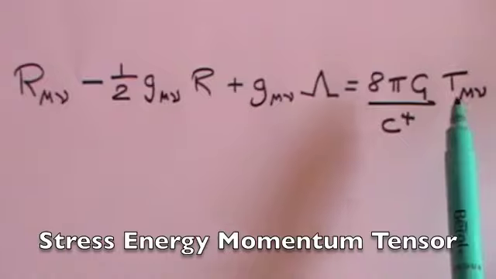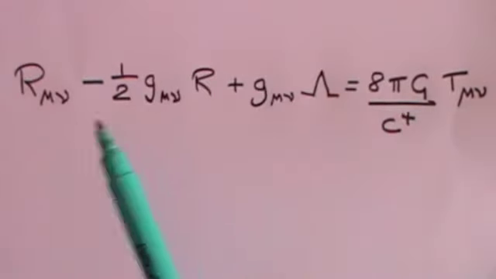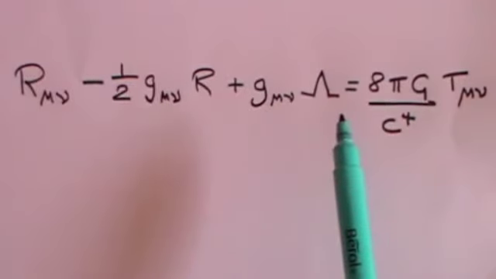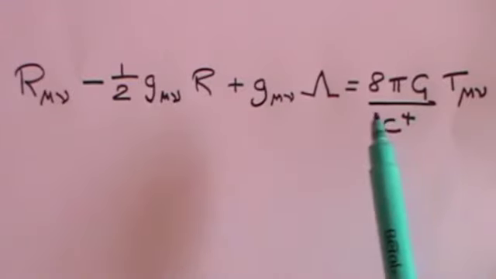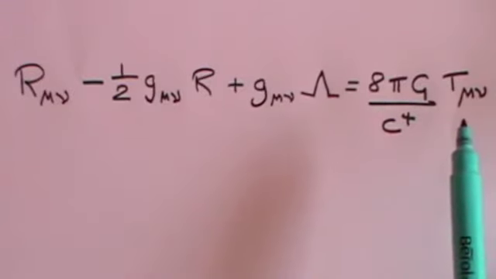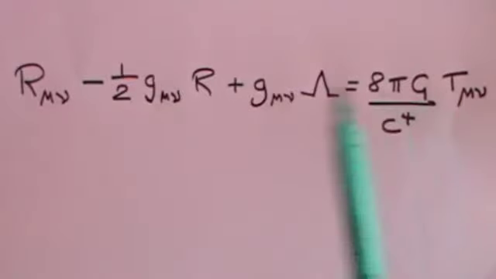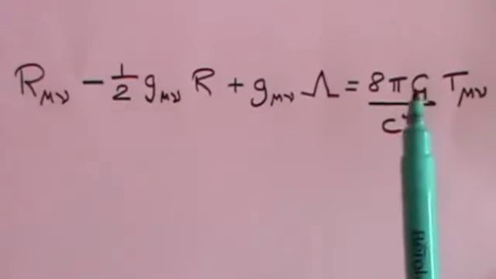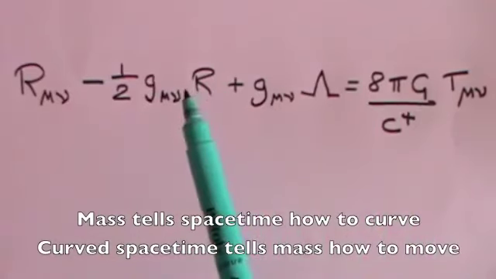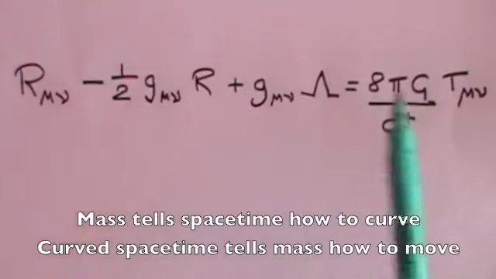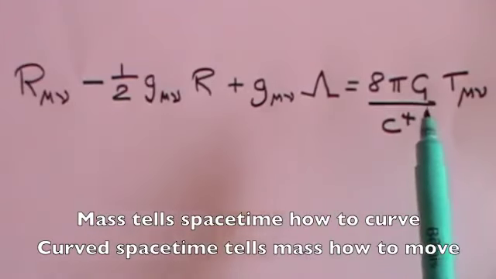Now, the whole point about this equation is that it balances 2 things. Everything on the left-hand side refers to curvature of space-time. Everything on the right-hand side is to do with mass and energy. And as some people have helpfully said, what the Einstein field equations basically say is that mass tells space-time how to curve, and curved space-time tells mass how to move.